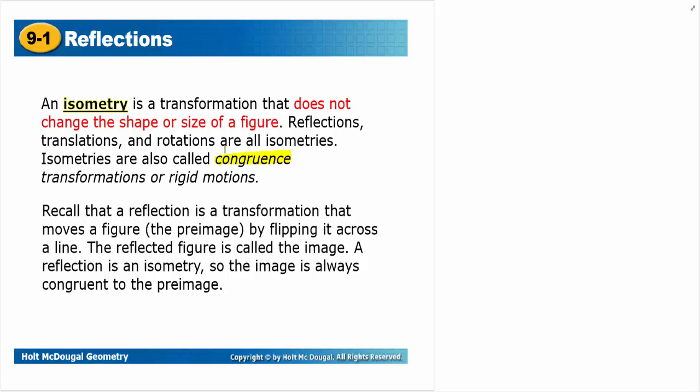And a reflection is an isometry, because it doesn't change the size or shape of your figure when you flip it. So the image is always congruent to the preimage. Okay, again, that word congruent coming up. So congruent and isometry kind of go together. They don't mean the same thing, because an isometry has to do with a transformation. But again, for a transformation, its preimage and its image are always going to be congruent.